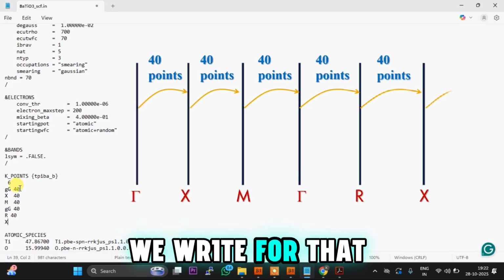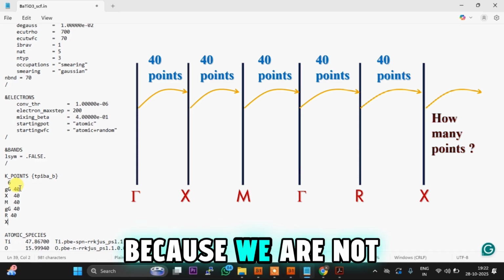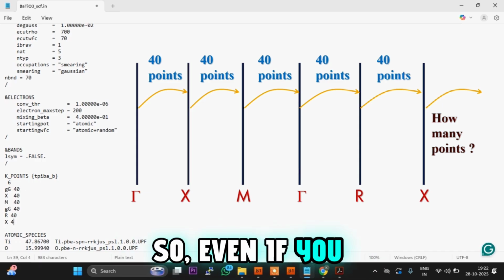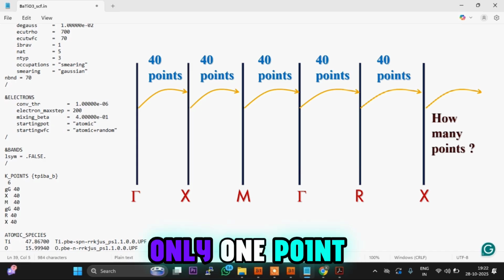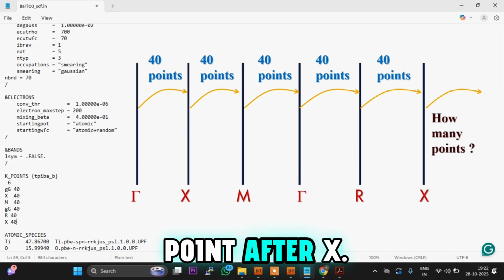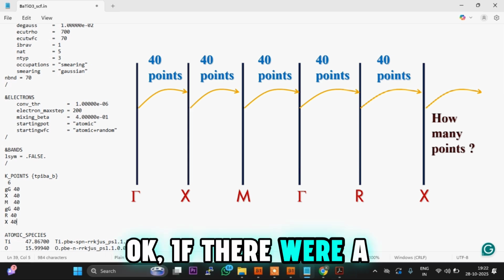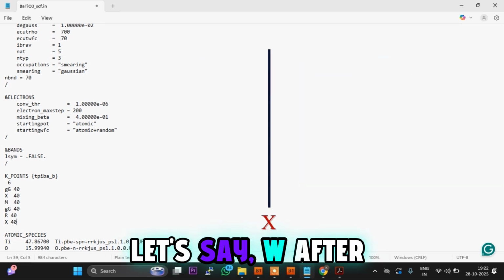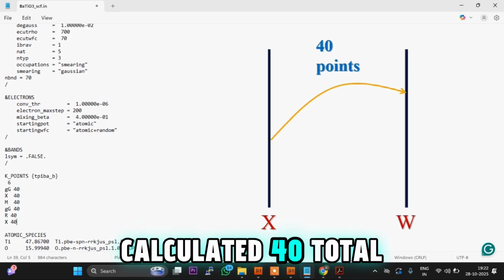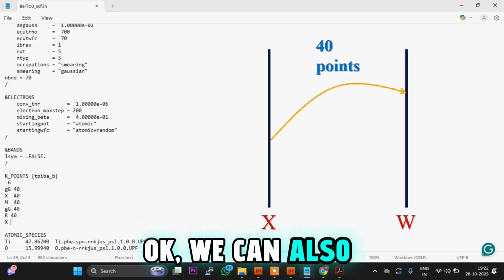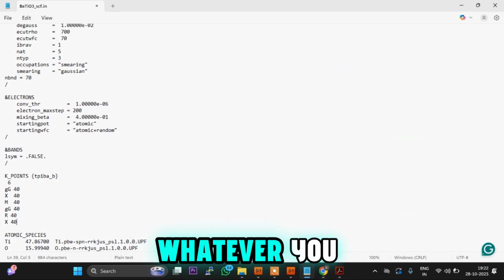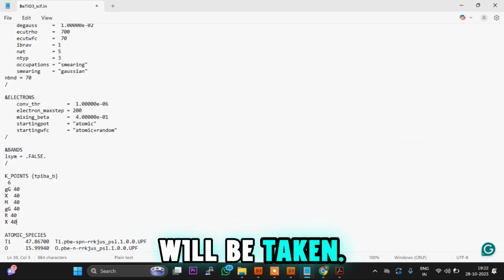Now, what should we write for that last point? Because we are not going anywhere from here, right? Even if you write 40, only one point will be calculated, that is X, because there is no point after X. If there were a point, let's say W after X, then from X to W it would have calculated 40 points in total. We can also write 1 here, or 40 here. Whatever you write, only one value will be taken.